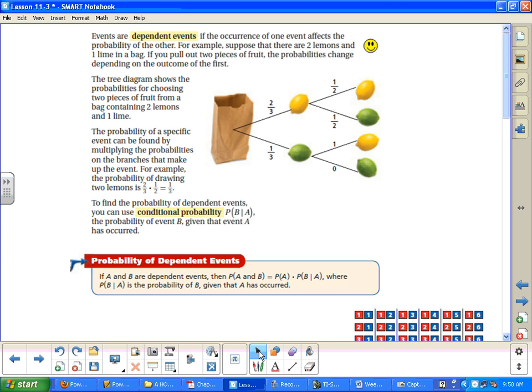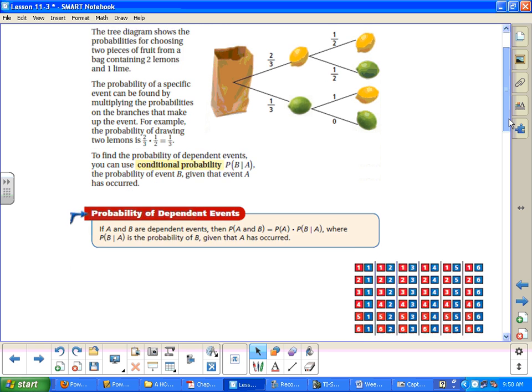And that's the probability of B given A, which means that the event A happened first, and then event B is going to happen. So in other words, what would be the result if I got a lemon and then a lime? You would have to take the fact that getting a lemon first affects what happens after that. So here's how that works.